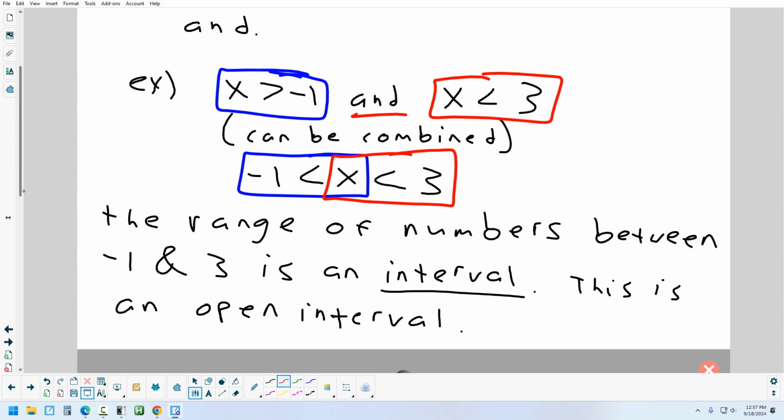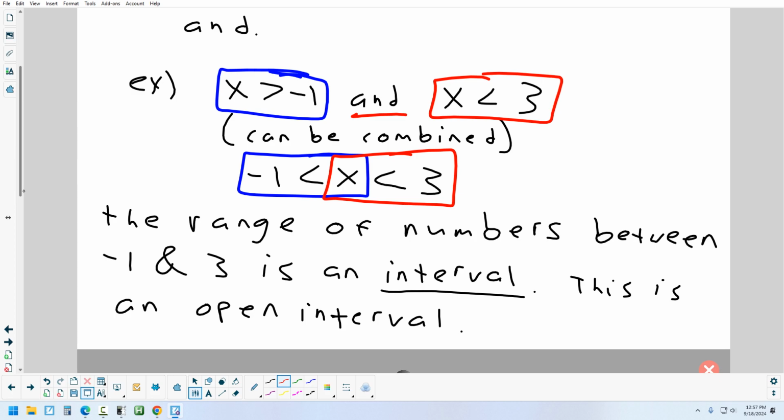And what this really means is this is a set of numbers between -1 and +3. You think of it as like a range of numbers, like a spread of numbers. And that's called an interval. So if you tell me, for example, to pick a number between 5 and 10, you've just given me an interval between 5 and 10.